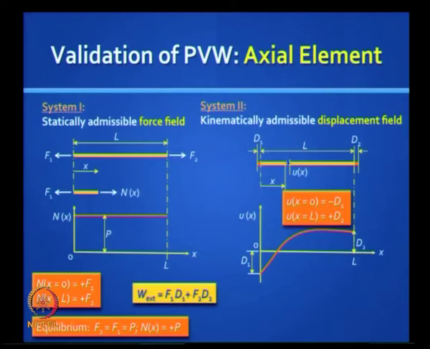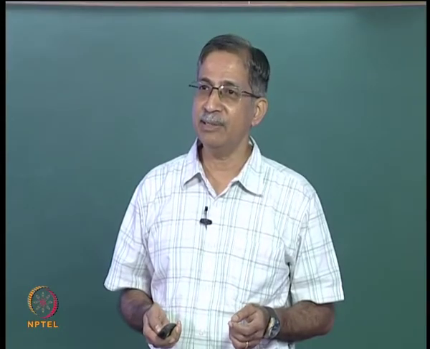So this is the external virtual work, the product F1 d1 plus F2 d2, and how do you write the internal work? You can't write it so simply, because at every location x the value of u of x and n of x both can change. So you have to do an integration, you have to take a small element dx and it will look like this.